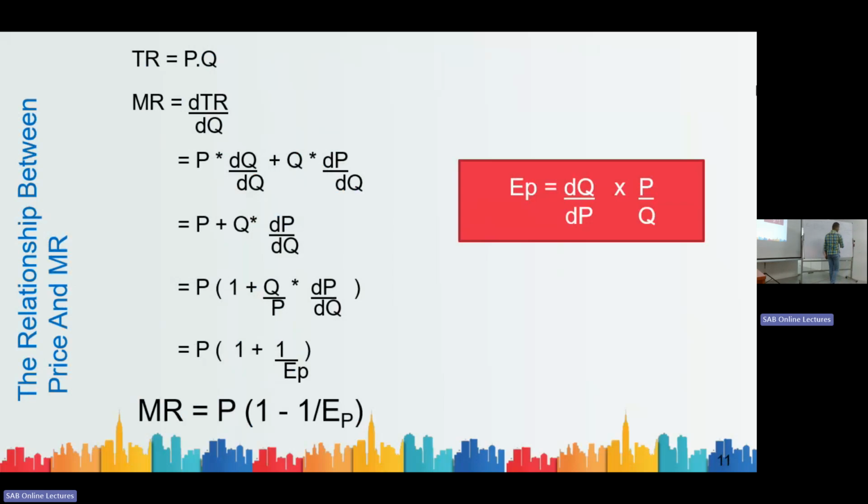If we take 2 points on the curve, let's say these 2 points, point A and point B. What is the slope between these 2 points? Let's take this distance as 2 and this distance as 1.